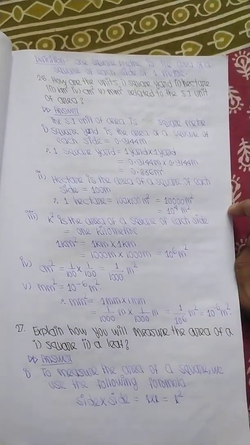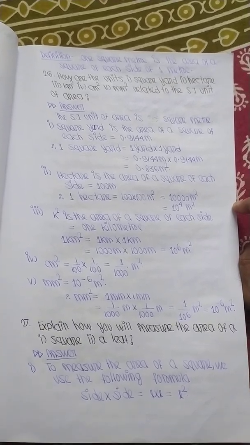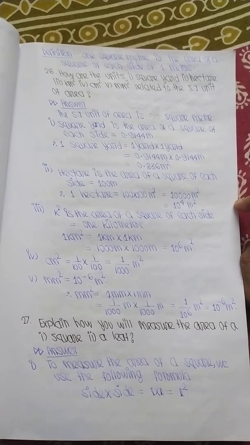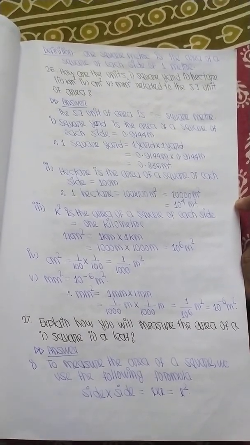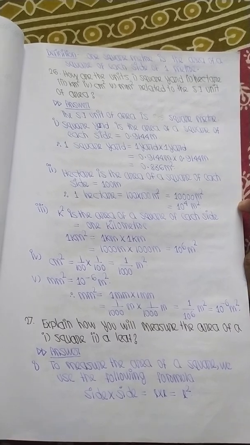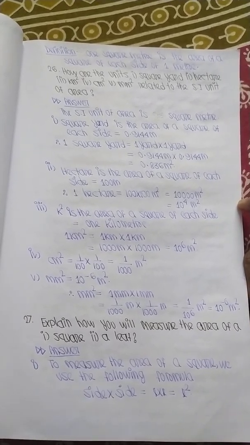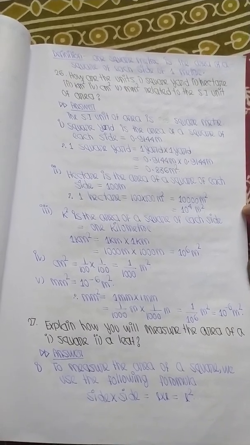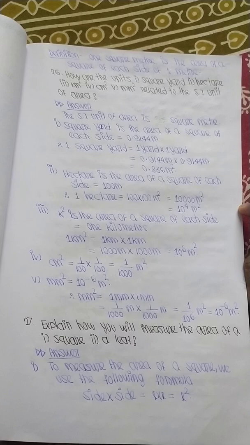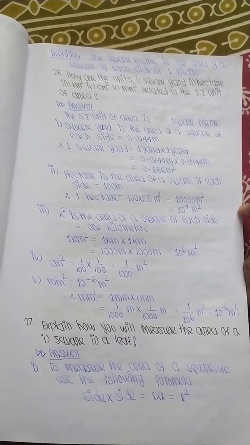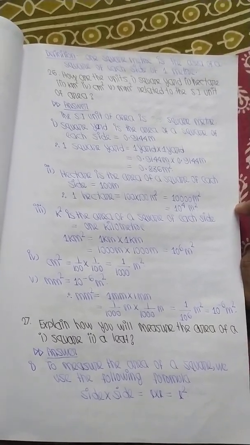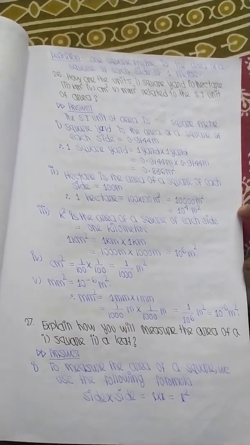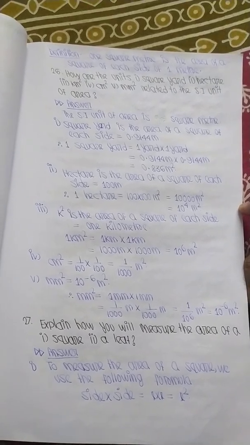Number 26. How are the units: number 1, square yard; number 2, hectare; number 3, kilometer square; number 4, centimeter square; number 5, millimeter square related to the SI unit of area? Answer: the SI unit of area is square meter. Number 1, square yard is the area of a square of each side equal to 0.9144 meter. 1 square yard is equal to 1 yard into 1 yard, which is equal to 0.9144 meter into 0.9144 meter, which is equal to 0.836 meter square.